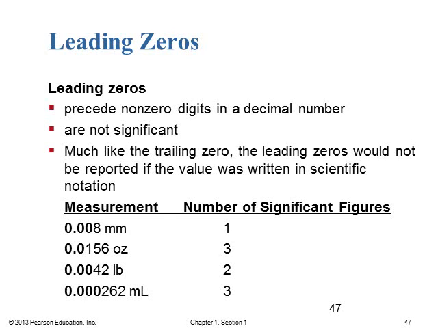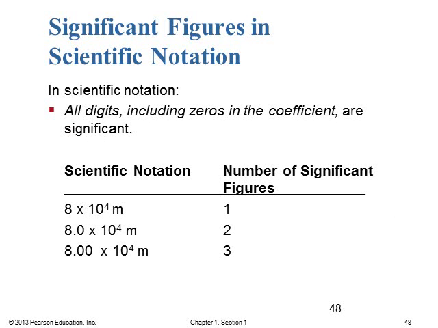In 0.0156, only the 1, 5, and 6 are significant, so there are 3 significant figures. In 0.00242, only the 2, 4, and 2 are significant, so there are 3 significant figures there. And the last one, 0.000262, only the 2, 6, and 2 are significant. Those leading zeros are not, and so there are only 3 significant figures.